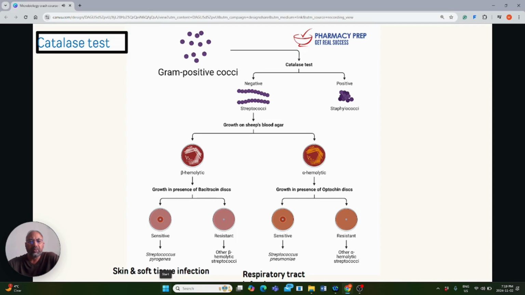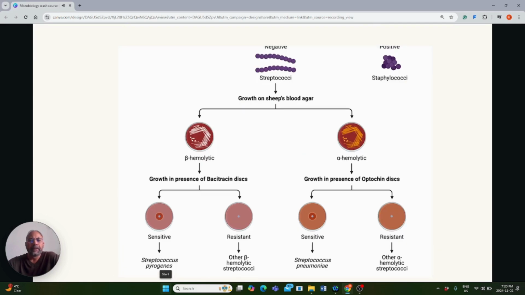And then if we have beta hemolytic, we do the bacitracin test. And if we have the alpha hemolytic, we do the optochin test. If it is bacitracin positive, it is strep pneumoniae. If they are negative, then there are other organisms. And same in alpha hemolytic, if they are optochin positive, they are strep pneumoniae, and if they are optochin negative, then they are other organisms. Okay.